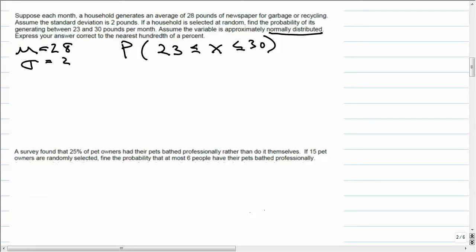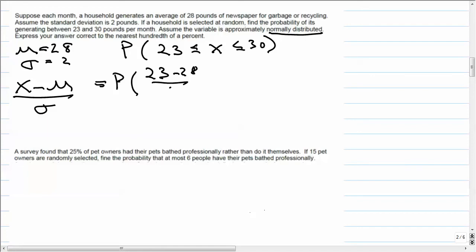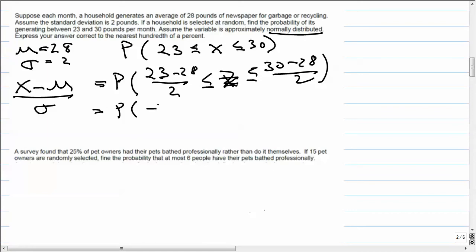So therefore, we can use the standard normal distribution to determine the answer by using the conversion factor, taking x minus the mean and dividing by the standard deviation. In other words, this is the probability of (23 minus 28) divided by 2. This is going to be a z now. And then (30 minus 28) divided by 2. You get the probability that you're between minus 2.5 and 1. We'll look these two values up in the z table. I'm going to leave that up to you.